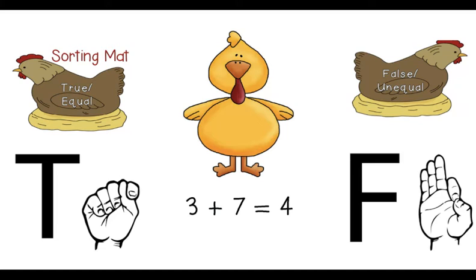3 plus 7 is the same thing as 4. Or 3 plus 7 equals 4. What do you think? Is this true? Do you agree with it? Or is this false? Let's check our work.